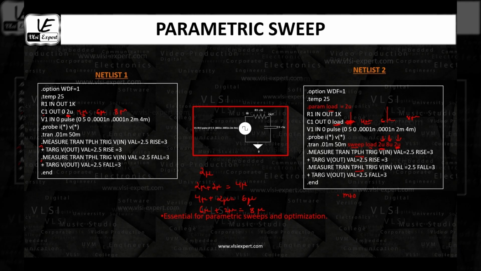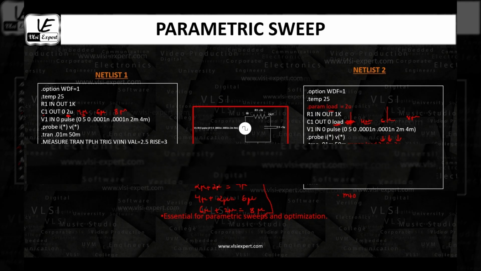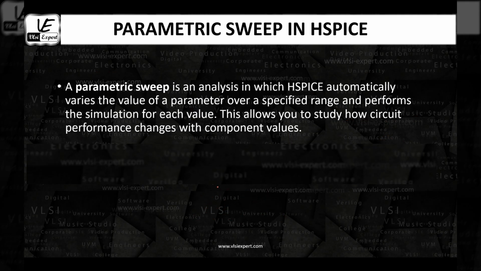That means one time you run hspice -i and the netlist name, and in one run you will get the output for all the 4 load values. That is what we defined as the parametric sweep, right? So a parametric sweep is an analysis in which HSpice automatically varies the value of a parameter over a specified range and performs the simulation for each value.